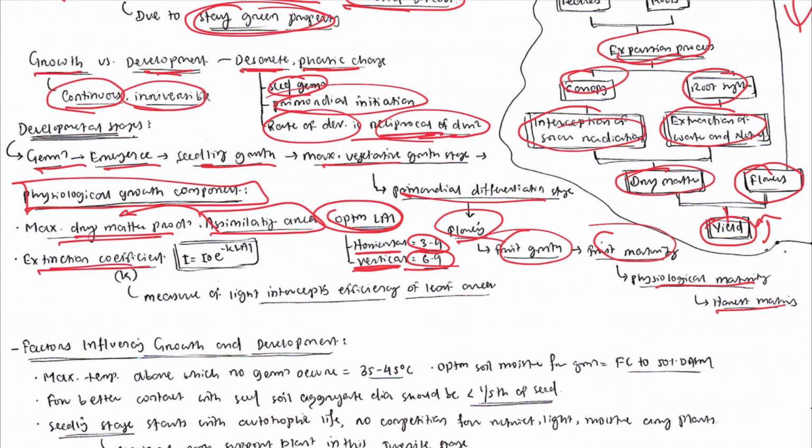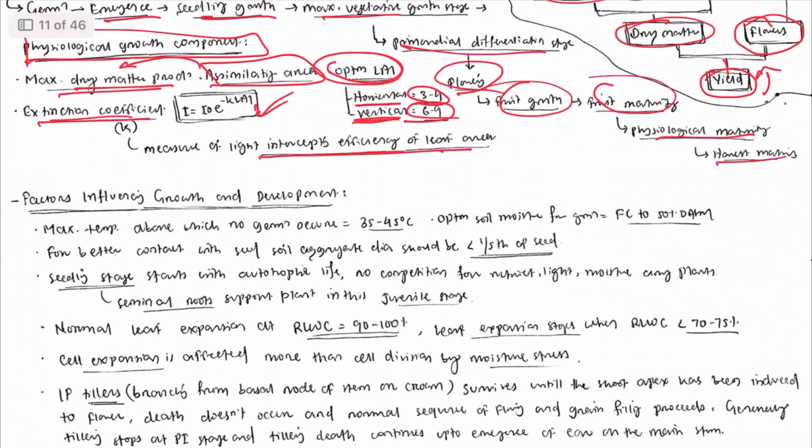Now, extinction coefficient, we have talked about it earlier. I is equal to I0 times e to the power minus K LI, where LI is the leaf area index and K is the extinction coefficient. It measures the light interception efficiency of leaf area. Whatever the leaf area of a plant is, the light interception efficiency of that particular leaf area is measured by the extinction coefficient. Values you can get from our previous lectures.